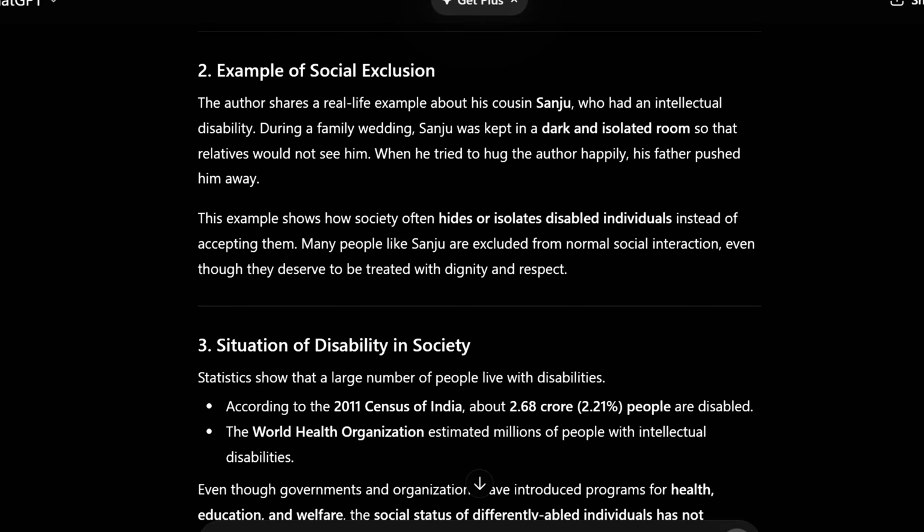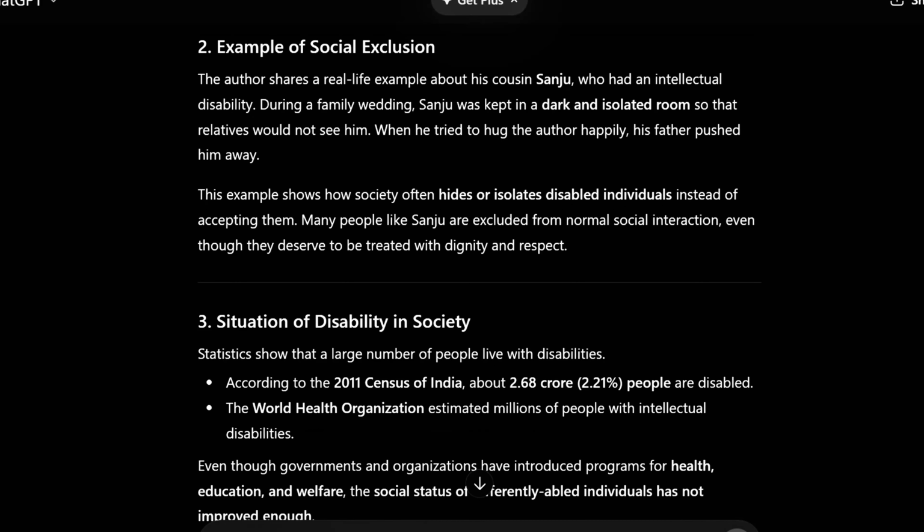2. Example of social exclusion. The author shares a real-life example about his cousin Sanju, who had an intellectual disability. During a family wedding, Sanju was kept in a dark and isolated room so that relatives would not see him. When he tried to hug the author happily, his father pushed him away. This example shows how society often hides or isolates disabled individuals instead of accepting them. Many people like Sanju are excluded from normal social interaction, even though they deserve to be treated with dignity and respect.